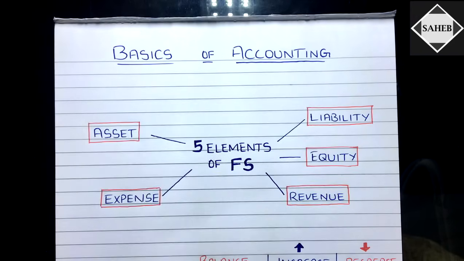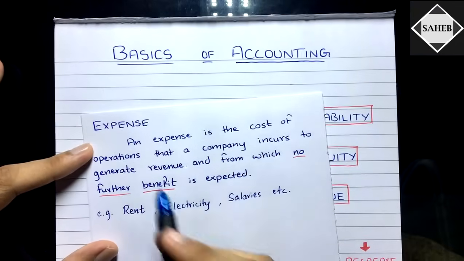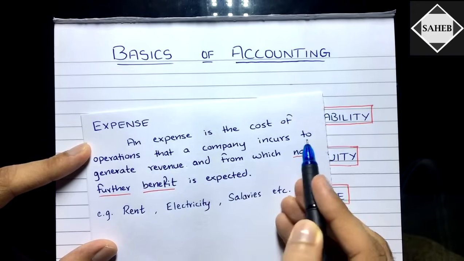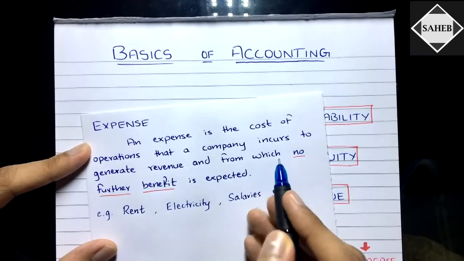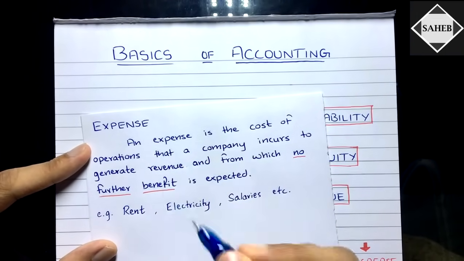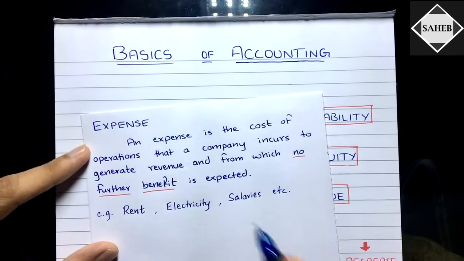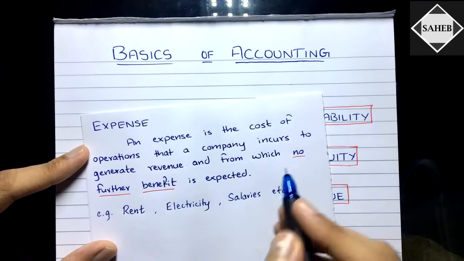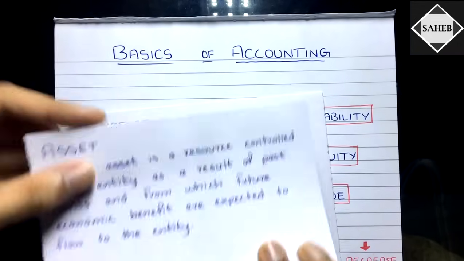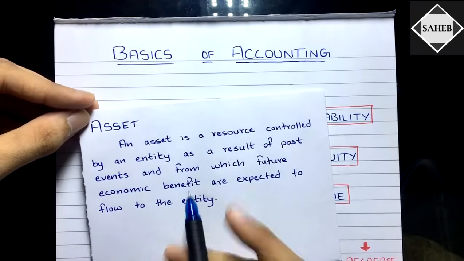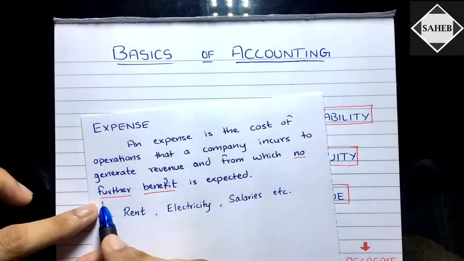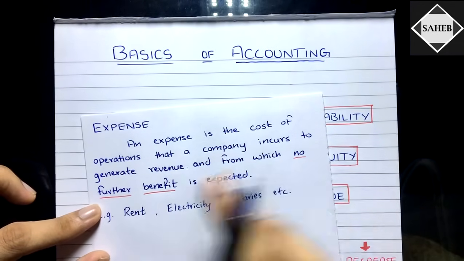Now let's see the meaning of expense. An expense is the cost of operations that a company incurs to generate revenue and from which no further benefit is expected. Expense is an expenditure that you incur, the cost of operations, and from which no further benefit is expected. The main difference between asset and expense is that in an asset we get future economic benefit, but here once you incur the expense, that means you have taken the benefit already.